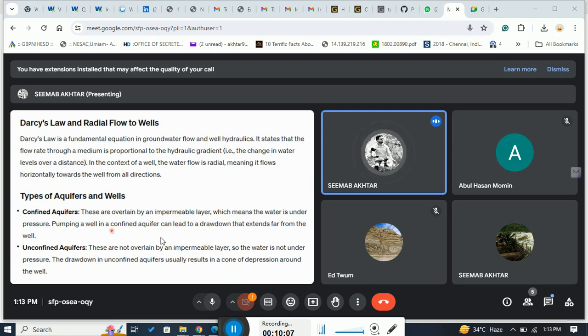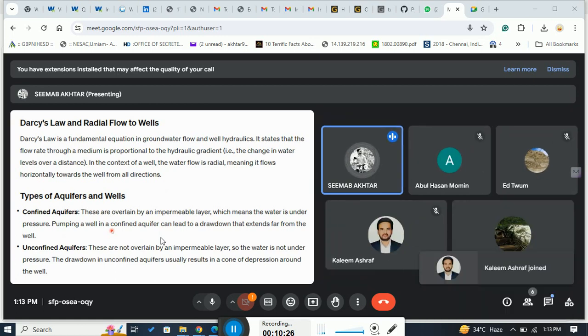Darcy's law and radial flow. Darcy's law is a fundamental equation in groundwater flow and well hydraulics. It states that the flow rate through the medium is proportional to the hydraulic gradient, that is, the change in water level over a distance. In the context of a well, the water flow is radial, meaning it flows horizontally towards the well from all directions.